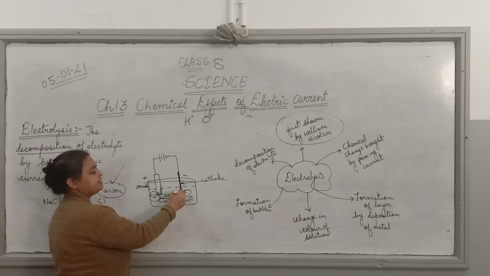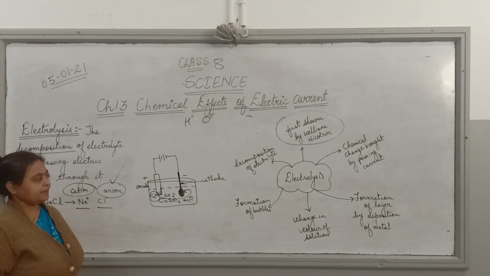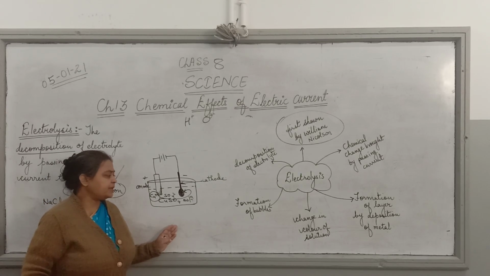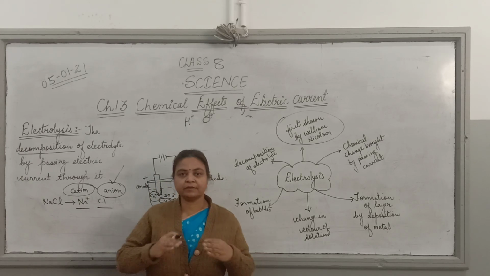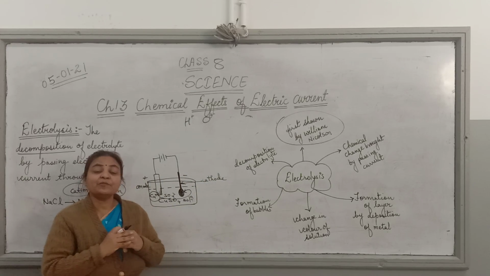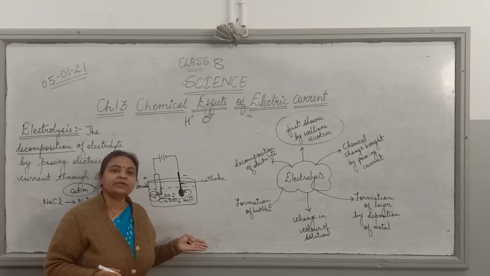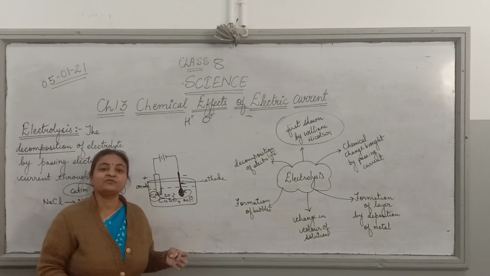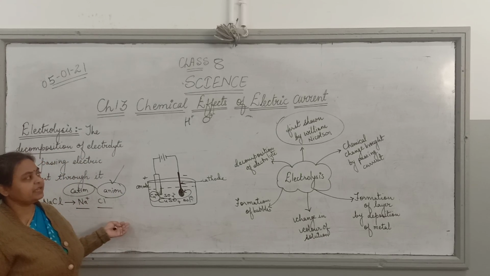This process is also known as electroplating. This is very useful in making artificial jewelry, for making things look more expensive, right? Because by coating with silver and gold, the things look more attractive and expensive. So this is one of the applications of electrolysis.